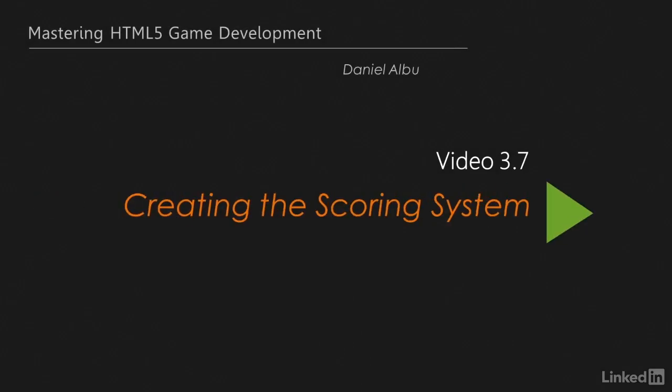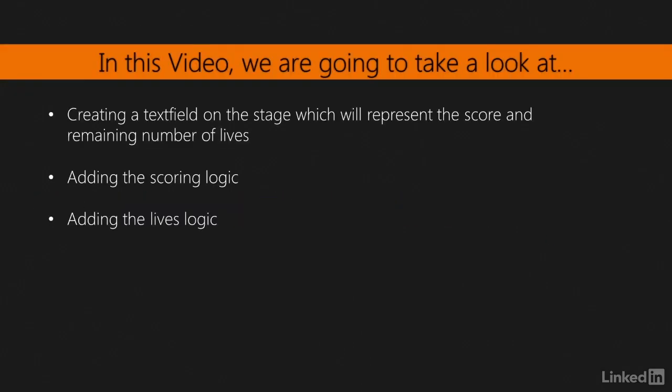Creating the scoring system, we're going to create a text field on the stage which will represent the score and the remaining number of lives. We're going to add the scoring logic and we're going to add the lives logic.